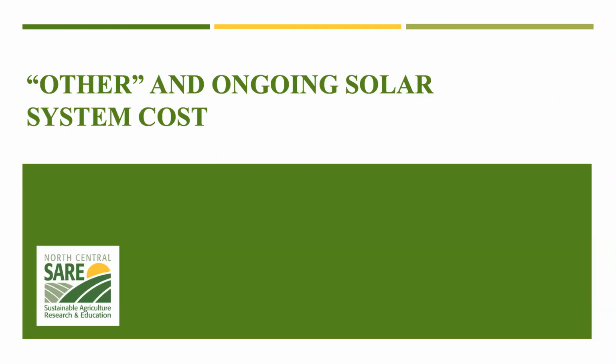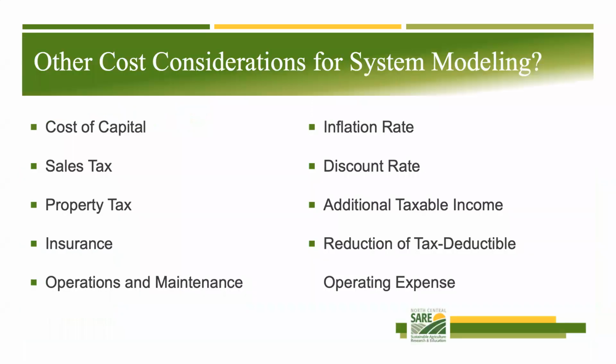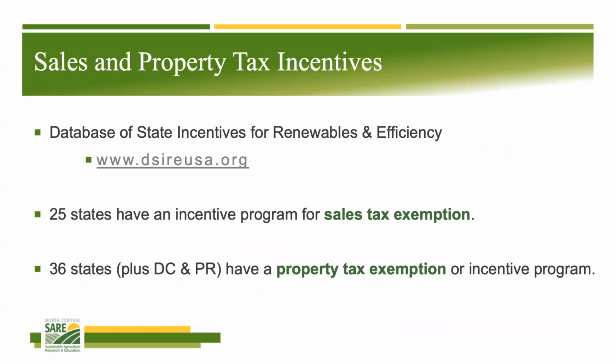All right, I want to keep moving here because we do have quite a few slides to get through. Other and ongoing system cost, just take a few minutes to go through this. This is just a bulleted list of some of the other things that we need to consider when we're modeling system cost. Cost of capital if you're borrowing it, sales tax, property tax, insurance, ongoing operations and maintenance. These are all things that individually are very small, but as we think about modeling in aggregate, they all add up. And so I want to talk about a few of those things in a little more detail.